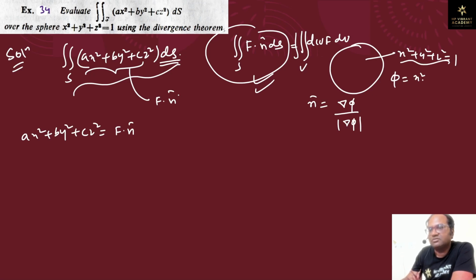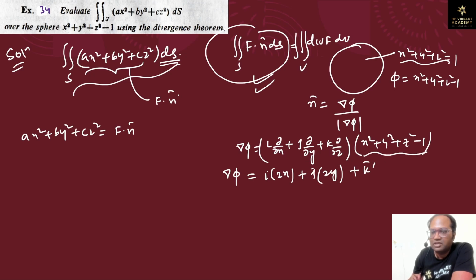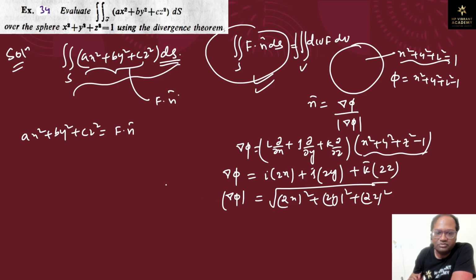So phi is equal to x square plus y square plus z square minus 1. The gradient of phi will be i del upon del x plus j del upon del y plus k del upon del z of x square plus y square plus z square minus 1. So gradient of phi is equal to i times del upon del x of this one, which is 2x, plus j times del upon del y of this one, which is 2y. Similarly for k cap, this is 2z, and mod of gradient of phi is equal to the under root of 2x whole square plus 2y whole square plus 2z whole square. So we have the value of n cap as gradient of phi upon mod of gradient of phi.